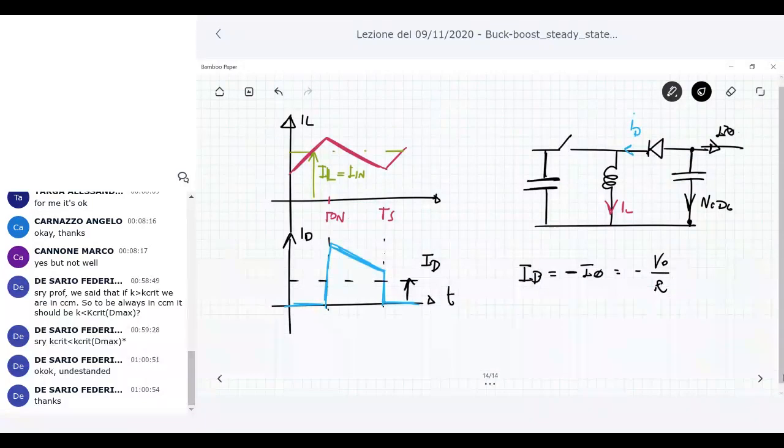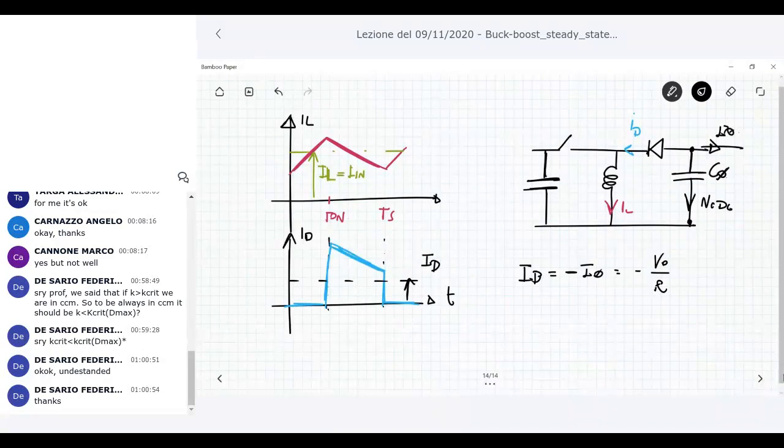What about the root mean square current through the diode? The root mean square current of the diode is not useful for computing the, say, the conduction losses, but it is useful to derive the root mean square current of the C0 capacitor. So we can compute it now.